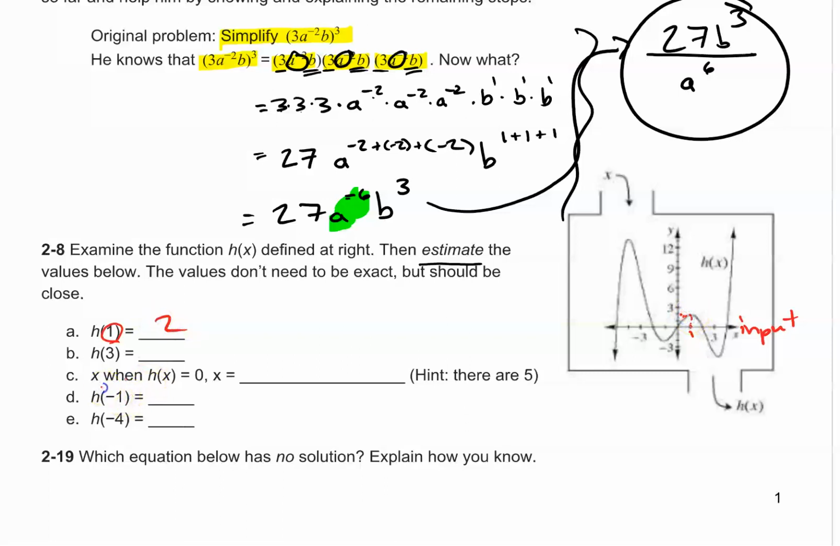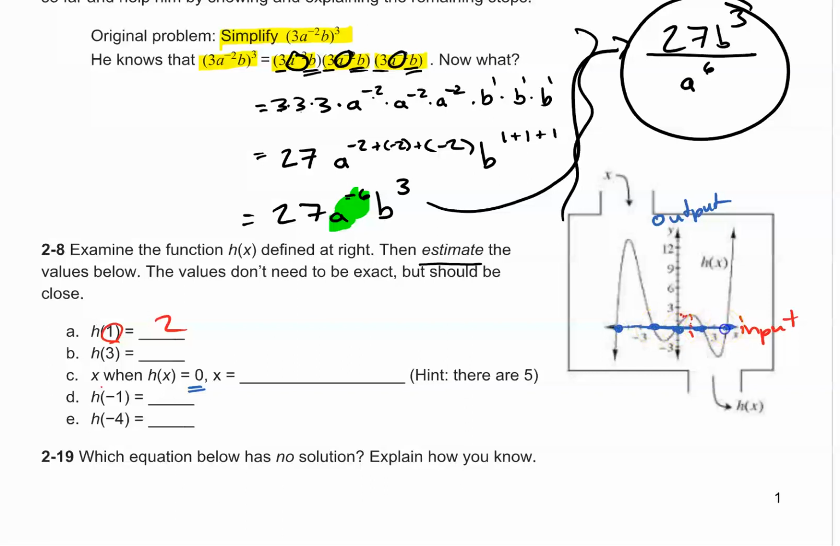C, x when h of x equals 0. What is x? Hint, there are 5. Alright, this one's different. There's no input given. Instead, we're actually given the output. So if you're given the output, you need to look in the output axis. Find the number is 0, so find the number on the output axis, 0. And then you see, where does it hit on the x-axis? And it actually hits in 5 places. So I gave you a little hint there.